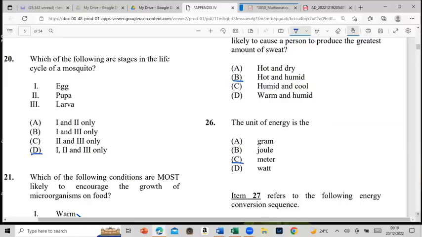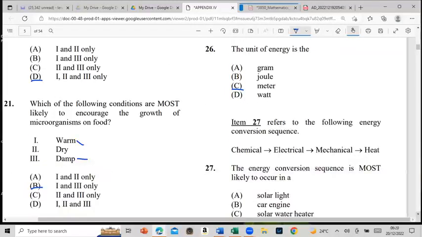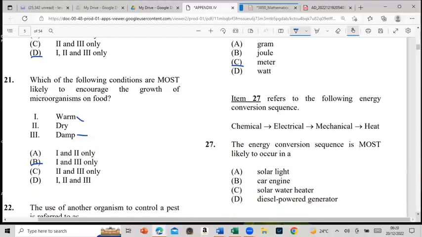Let's move on to 27. Item 37 refers to the following energy conversion sequence of chemical, electrical, mechanical to heat. The energy conversion sequence is most likely to occur in, is it A, solar light, B, a car engine, C, a solar water heater, D, a diesel powered generator.